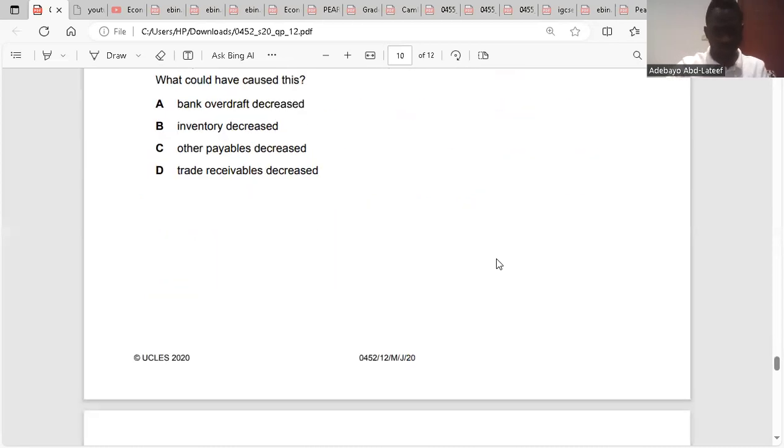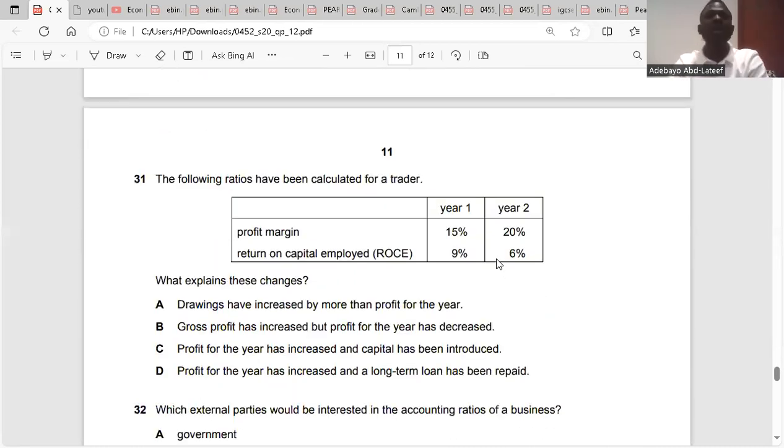Question 31. The following ratios have been calculated for a trader. Let me explain to you. Profit margin means that it's not profit. So we have the profit margin 15% to 20%. So the profit margin has increased from year 1 to year 2, which is 20%. But return on capital employed fell.